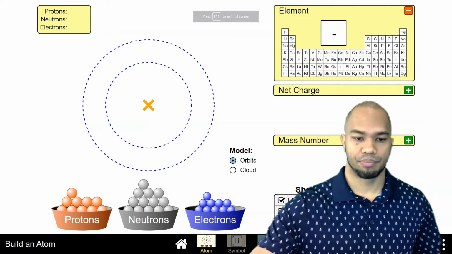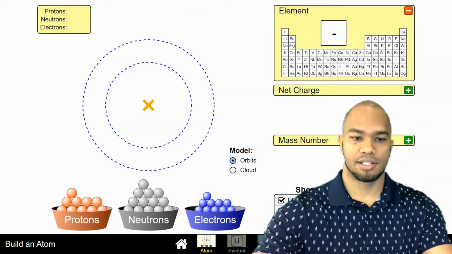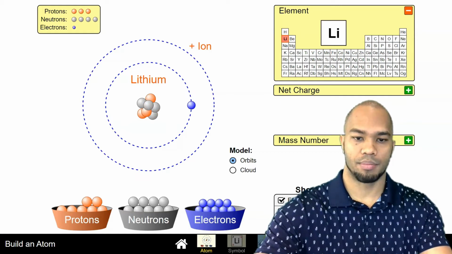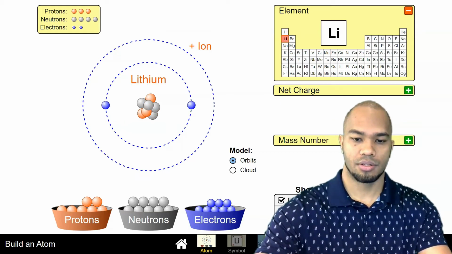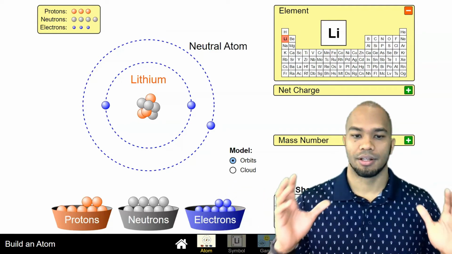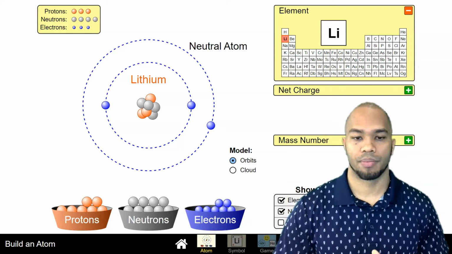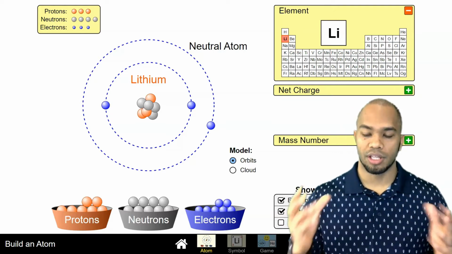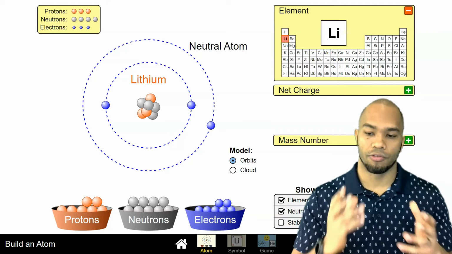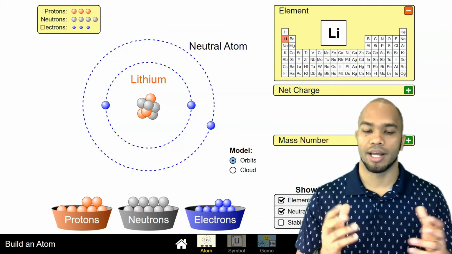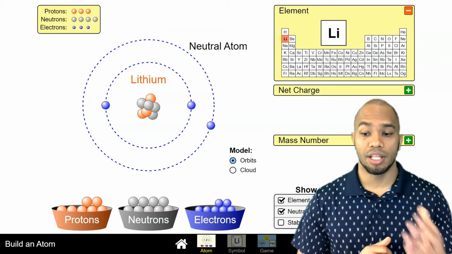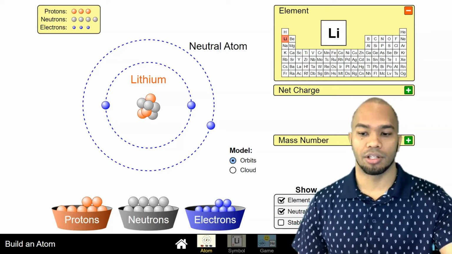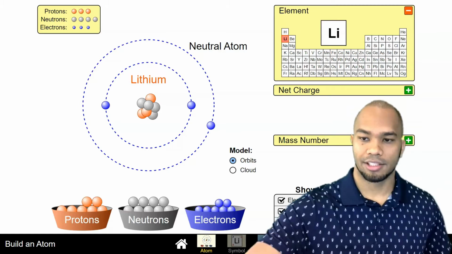So remember our Bohr model, and when we build, let's do lithium, and then we have to balance out its electrons. Notice lithium has one valence electron. What it wants to do is have a complete valence shell. So lithium will go around looking to form bonds with other elements. That way it has a complete valence shell. What lithium will do is give away an electron so that it can look like the noble gas helium.